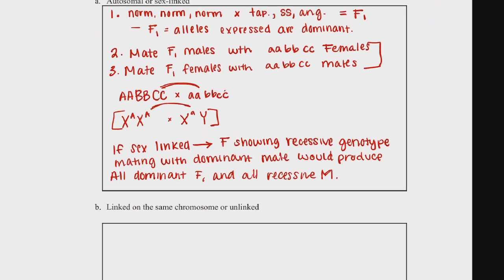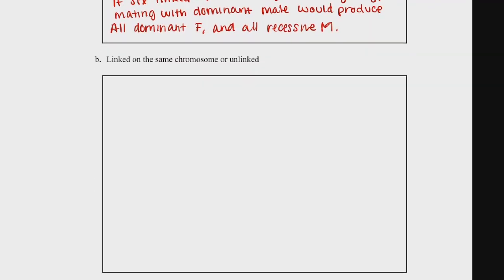Okay, last question. How would we determine if they are linked or unlinked? If they are unlinked, then the probability of offspring with a given set of phenotypes, for example, normal, one-stripe, angular, is equal to the product of the individual probabilities for each occurring as separate crosses.